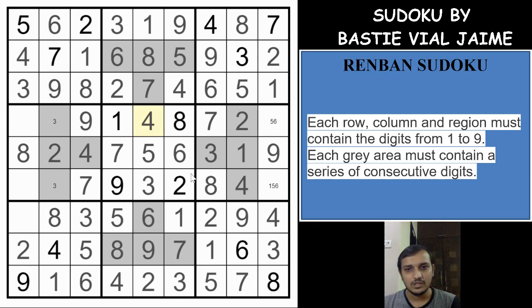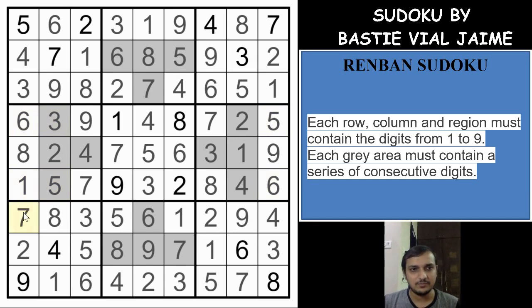right? And the 1 cannot be in these shaded cells, so it has to be 2, 3, 4 and 5. So 3 has to be here and 5 has to be here, which gets a 5 here and a 6 here, a 6 here and a 1 here, and the only digit remaining is a 7. What an amazing logic this puzzle had.